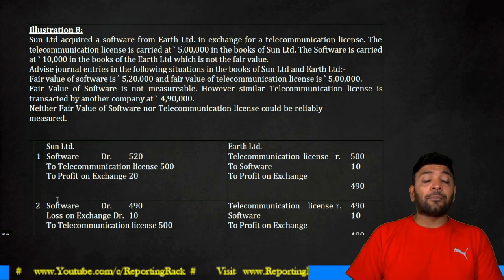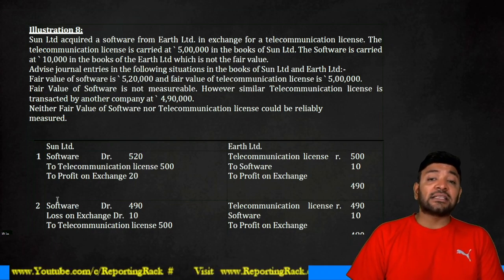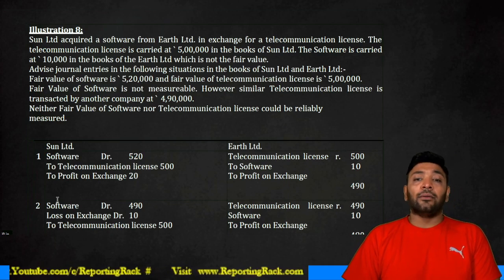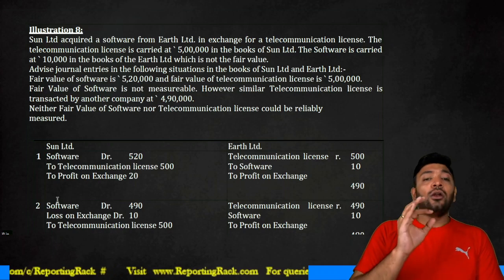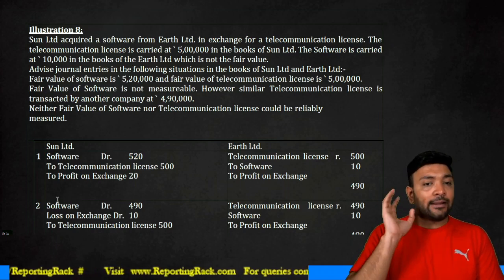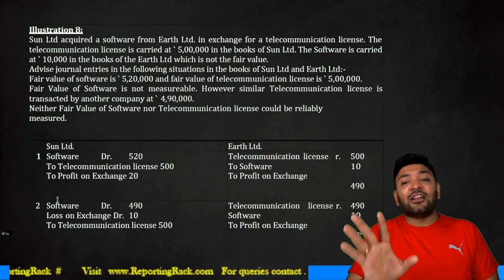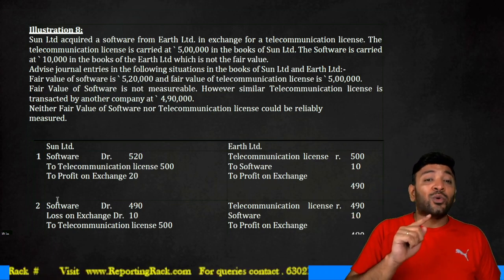What about the other company, Earth Limited? Telecom license account debit 490, to software 10, to profit on exchange 480. Now suppose neither of those fair values are available. In such cases, what do we do?